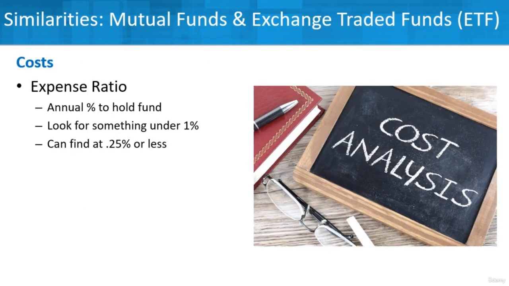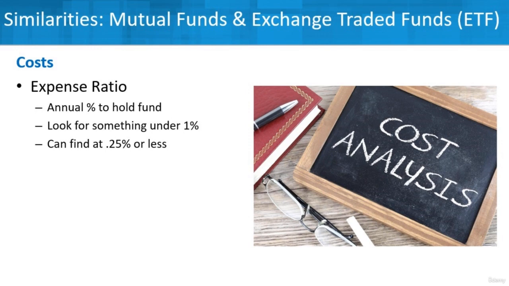In addition to similarities, mutual funds and exchange-traded funds have costs associated with them. It's not a free lunch. There is some cost related to the people who manage that fund. Active mutual funds are going to be higher cost than index mutual funds or exchange-traded funds. But right now they're both the same; we're still with our similarities. The main thing you'll want to look at when evaluating a fund is the expense ratio, and that's the annual percentage to hold the fund. So if I'm going to buy that fund, I'm going to pay an annual percentage to hold it.